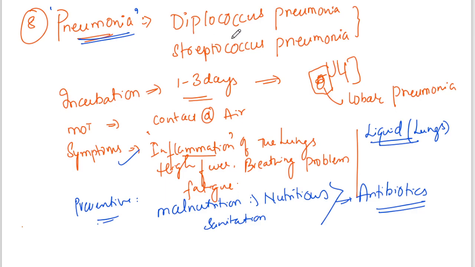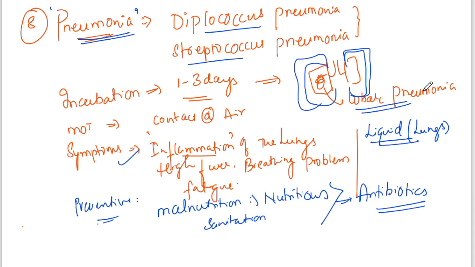Once again I'll repeat, this is caused by Diplococcus pneumoniae or Streptococcus pneumoniae, and it will affect the lungs, and inflammation of the lungs takes place. That means swelling of the lungs takes place, and accumulation of water in the lungs takes place. Because of this reason it is called lobar pneumonia. Incubation period is 1 to 3 days, and it spreads by contact with an infected person, through air, through water droplets. Inflammation of the lungs is the primary symptom.